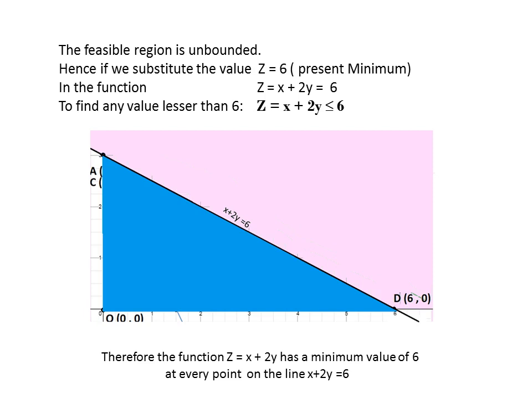Hence safely we can conclude that the function z is equal to x plus 2y has a minimum value of 6 at every point on the line x plus 2y equal to 6.